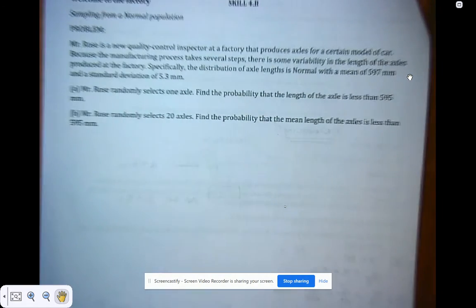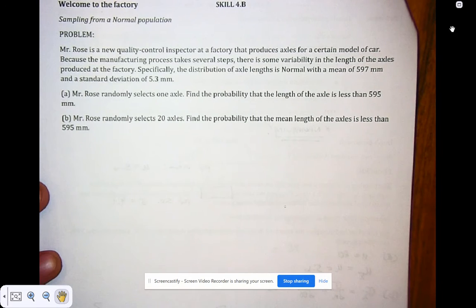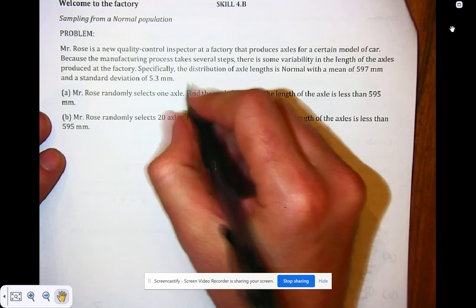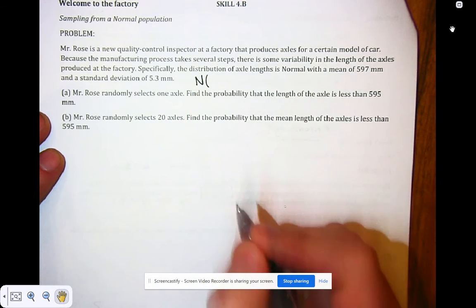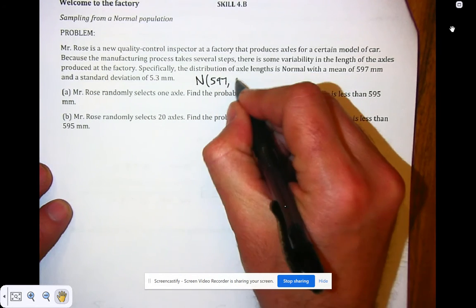I think this next example is going to be good. It kind of solidifies the difference between what we did, because this should look kind of familiar, and what we now have with bigger samples. So you've got Mr. Rose, new quality control inspector at a factory, produces axles for a certain model of car. Because the manufacturing process takes several steps, there's some variability in the length of the axles. Specifically, the distribution of axles is normal with a mean of 597, standard deviation of 5.3. So back in chapter 3, we would have said, hey, this is a normal distribution with a mean of 597 and a standard deviation of 5.3.